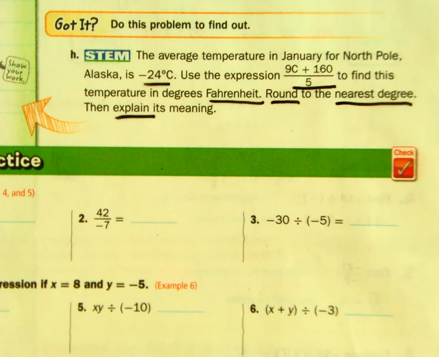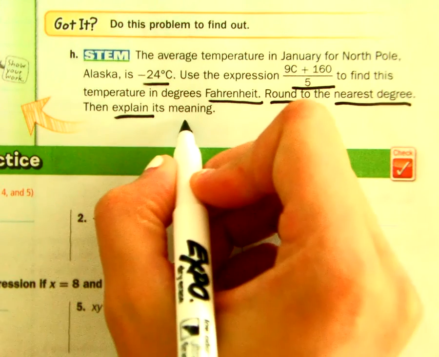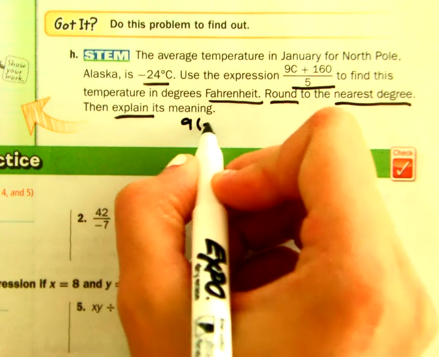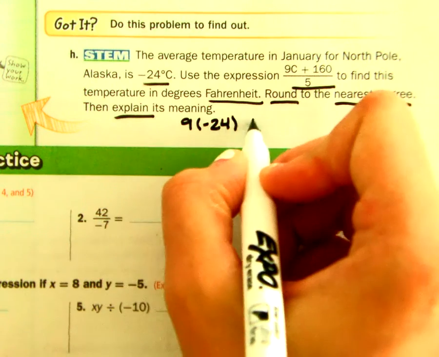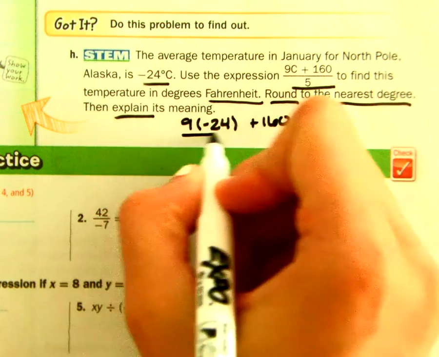Okay? So, first, we have negative 24 degrees Celsius. We're going to use our expression 9 times C plus 160 divided by 5. We don't know how to solve for C, but we know what C represents. That's degrees Celsius. And they told us it's negative 24 degrees Celsius. So we're going to evaluate here. We're going to fill in C with negative 24. So now our expression would be 9 times negative 24 plus 160 divided by 5.